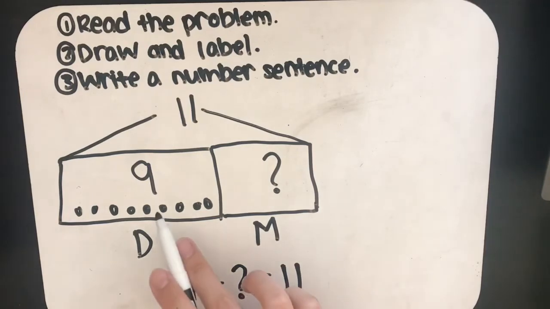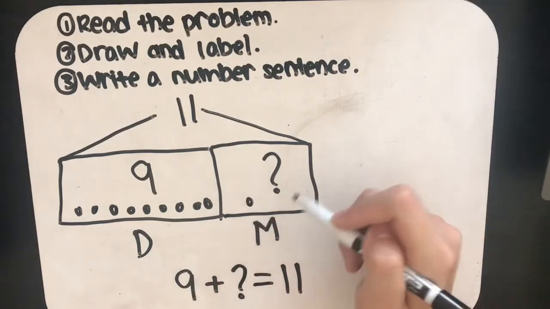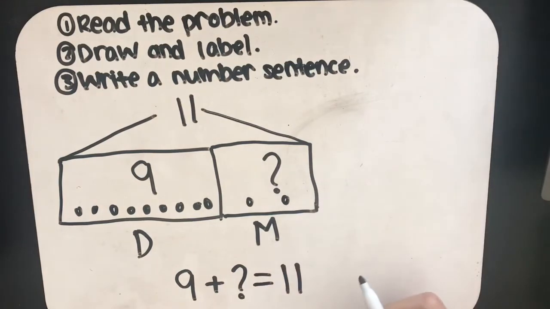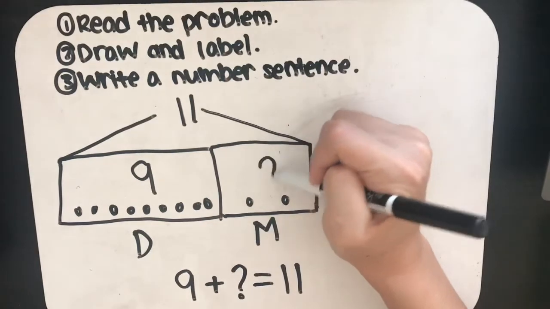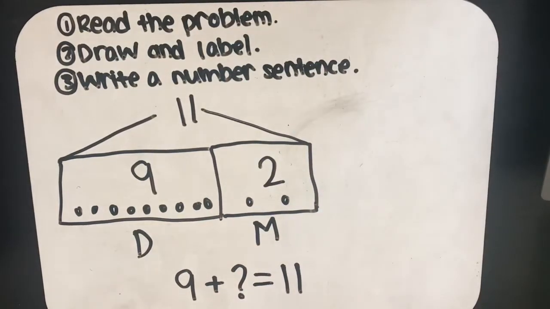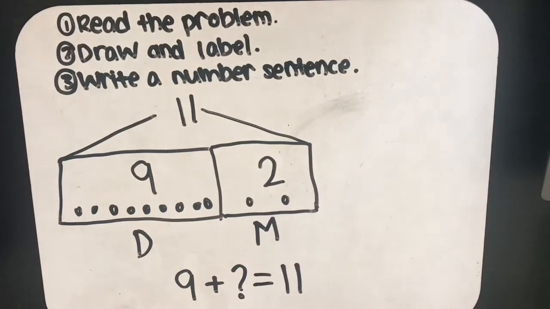So let's put 9 in our brain and let's count on. 9, 10, 11. How many times did we count on? 2 times. So what is our missing part? 2. Now we know that 2 more dogs came to the park.